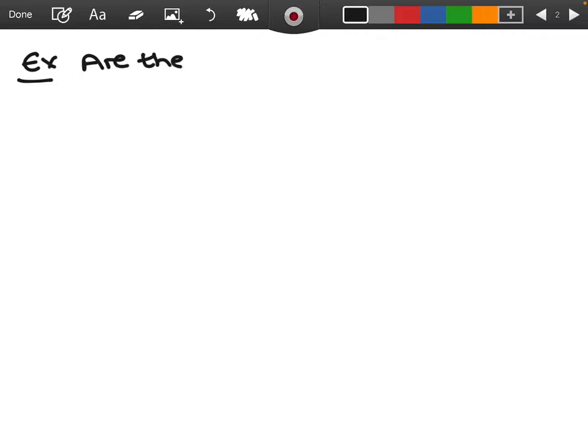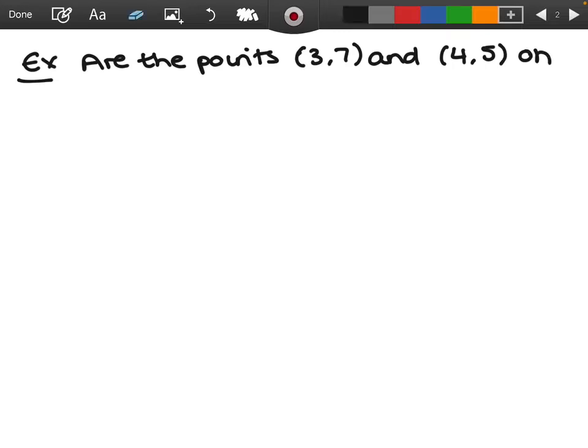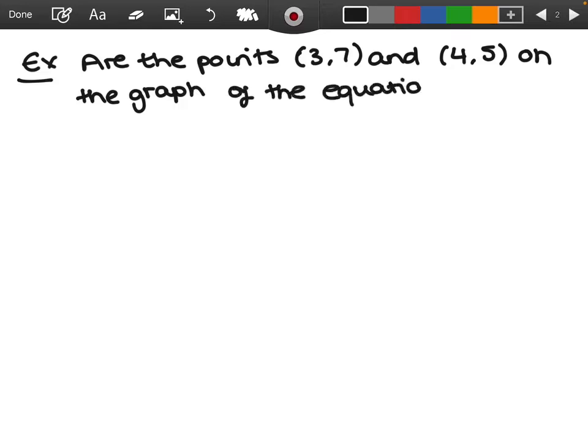Are the points (3, 7) and (4, 5) on the graph of the equation y is equal to 5x minus 8?